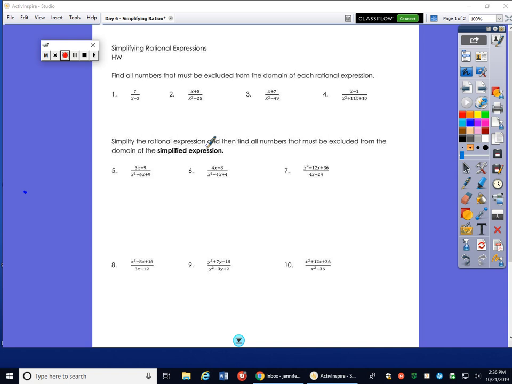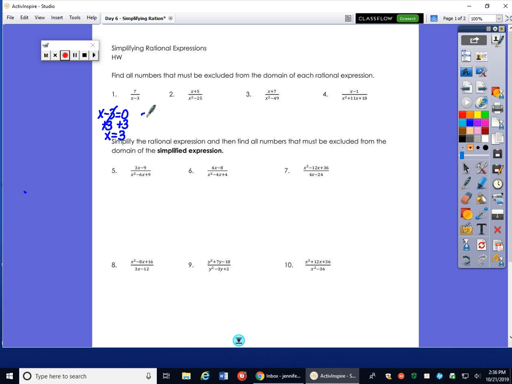So remember, you take whatever is going to make the denominator equal to 0. So you can either solve in your head or you can write it out. I'm going to write out the first one so that you understand what I was doing. I took the denominator, set it equal to 0, and so x is equal to 3. So 3 is the number that would be excluded, not part of the domain, because it makes the denominator equal to 0. In number 2, we have to factor first.